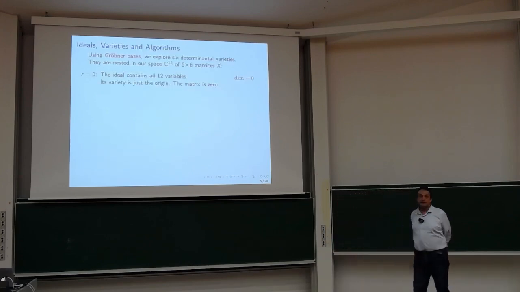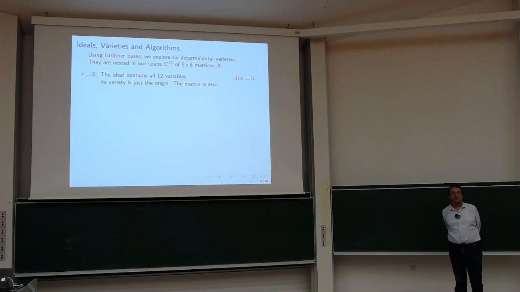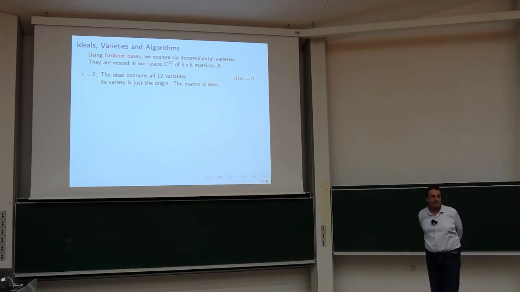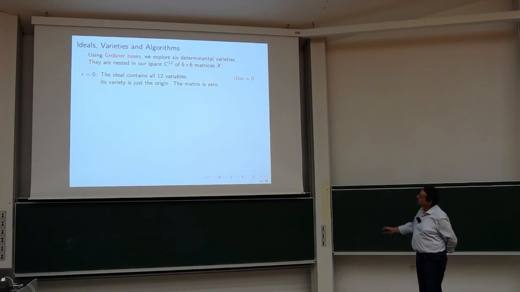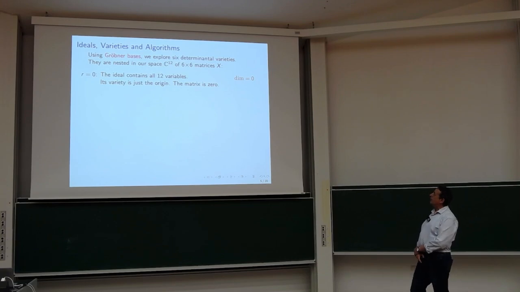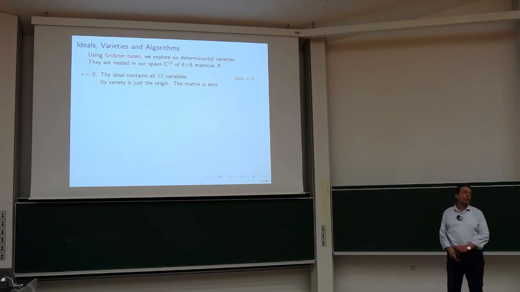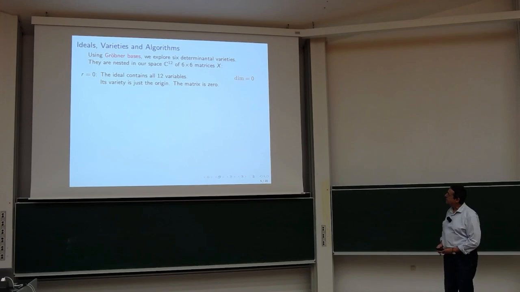Okay, well, let's start with rank 0, right? So a matrix has rank 0, well, that means it's a 0 matrix, right? So the 1 by 1 minors, therefore the ideal, contain all the 12 variables, so the variety, the solution set is just the origin, just the 0 matrix, and the dimension of the solution set is 0 dimensional, it's just one single point.